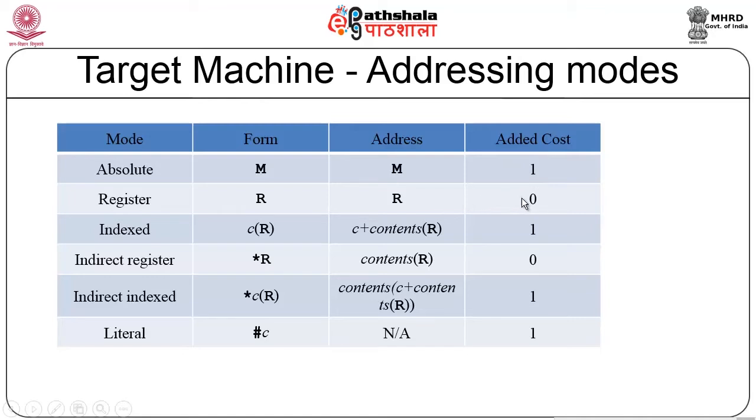Register means there is no cost involved here, 0. The third one is C plus contents of R. Again, it is going to be computing the address, so it is going to involve 1. You are going to fetch from some address. Contents of R is again no cost, because it is available in the register itself. And then this was going to cost you 1, and this is going to cost you again 1, because it is anyway available as part of the instruction itself.